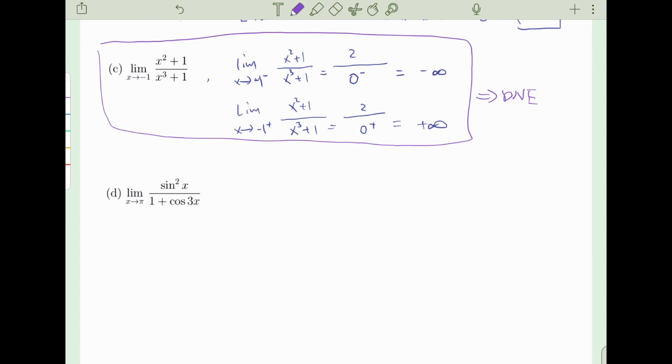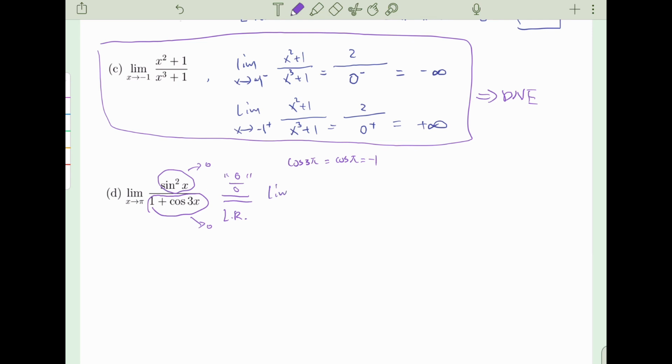So substitute, and I see that this thing goes to 0, right? And limit cos 3 pi is the same as cos pi, which is -1. So the bottom is also going to 0, right? So it's 0/0 type.